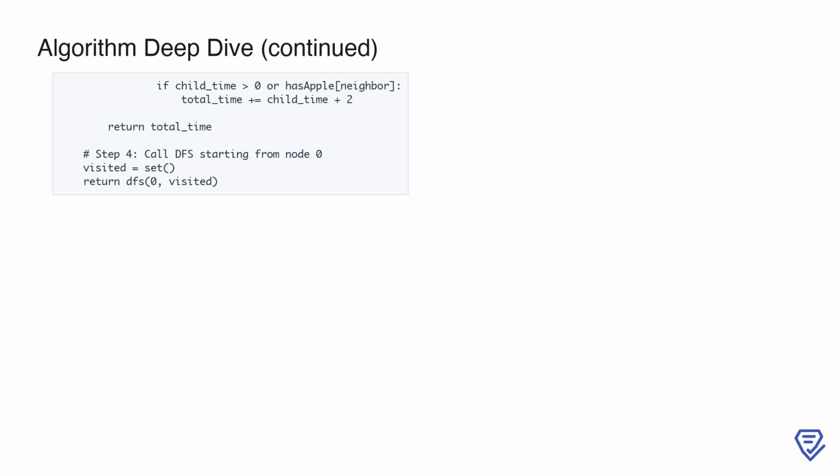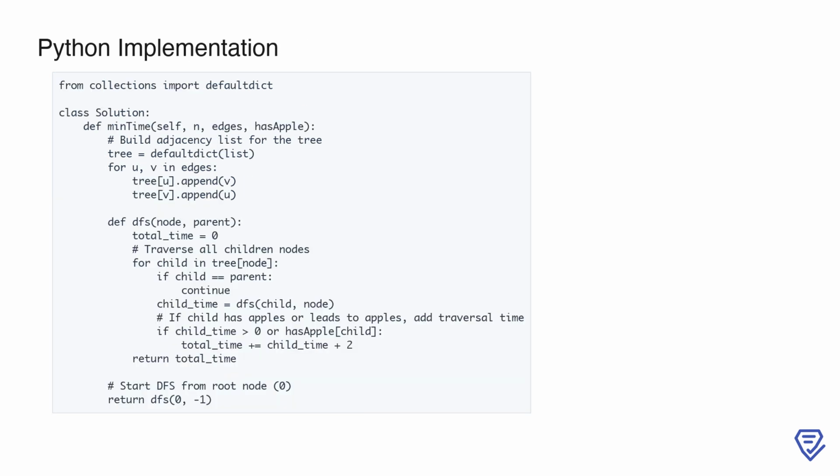This implementation captures the essence of the algorithm, combining efficient tree traversal with pruning of unnecessary branches to achieve optimal performance. By focusing only on edges that lead to apples, we ensure the solution is both correct and efficient, leveraging the tree structure and the properties of DFS to solve the problem in O(n) time. This Python implementation solves LeetCode problem number 1443, minimum time to collect all apples in a tree, using depth-first search (DFS) for traversal. Here is the step-by-step explanation.